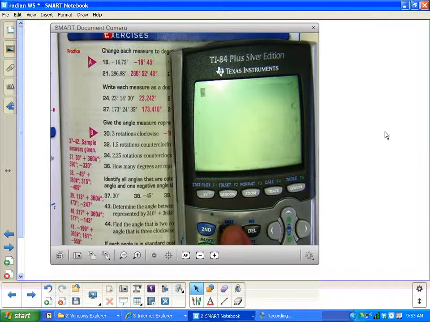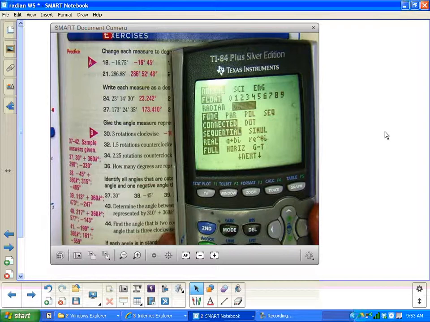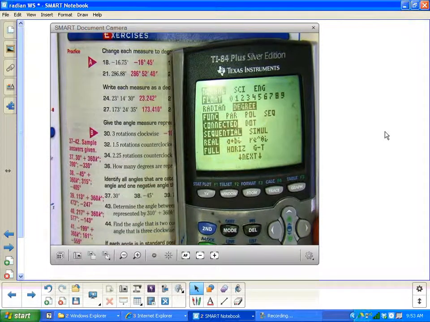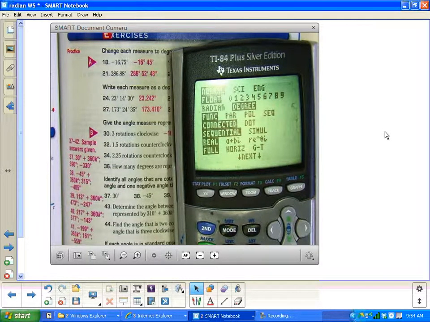If you hit your mode button and go down to the third line, most of them, especially if you rented one from me, are going to be in degree mode. But the default setting is radian. It needs to be in degree mode right now because all we're referring to is angles in degrees. So you go to mode, and if it's set to radians, you just arrow over to degree and hit enter.